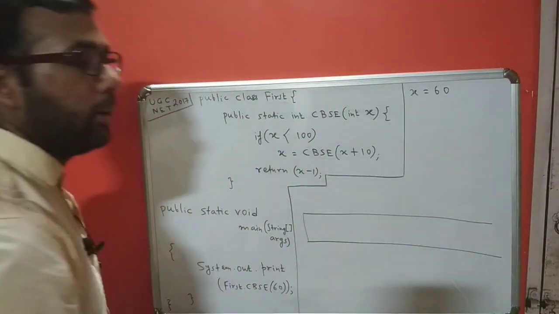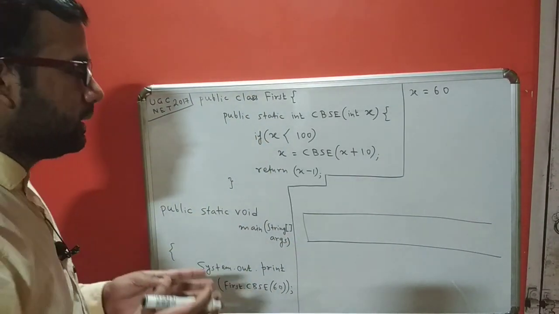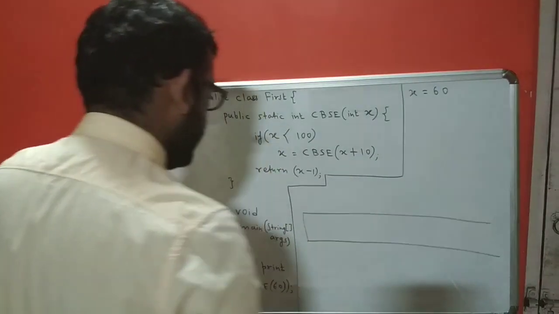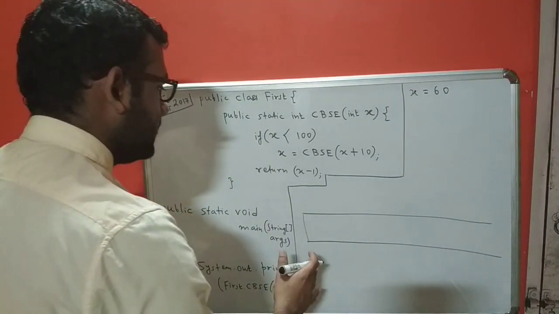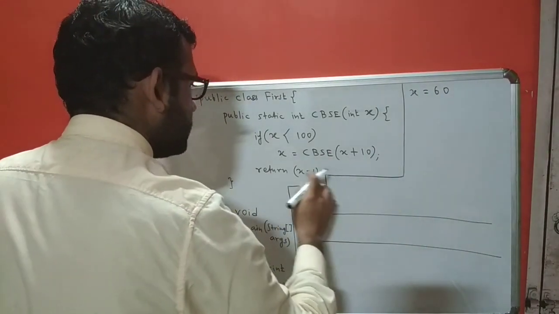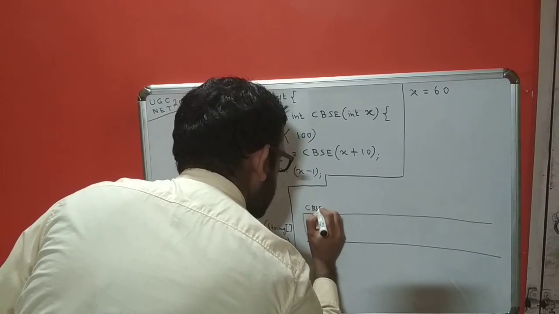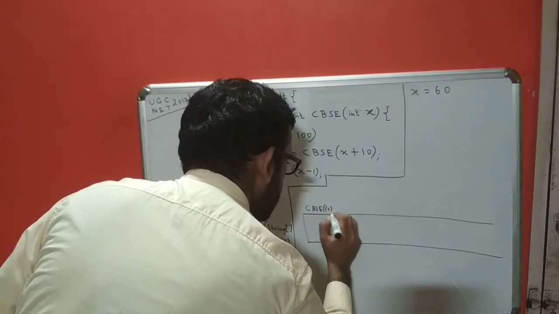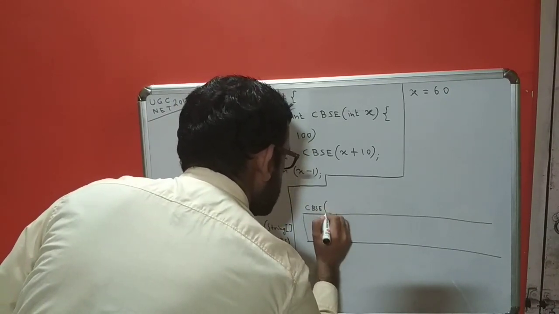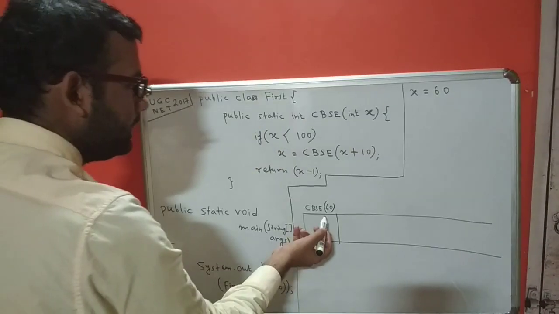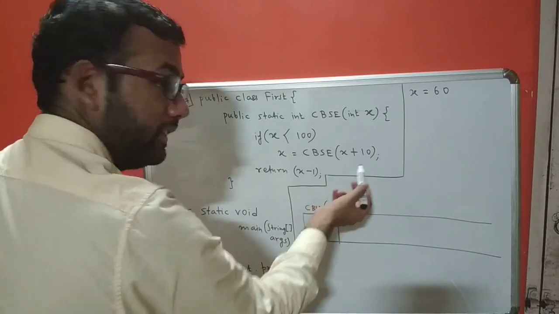Remember, a stack can grow upwards as well as downwards. Whatever implementation you assume, please stick to one. Do not change your implementation method in between. Anyway, now let's trace this output. Now x is 60. So we have a call of cbse of 60. I'll write this in a better way. I hope it's visible now. cbse of 60 will invoke cbse of 70, right?